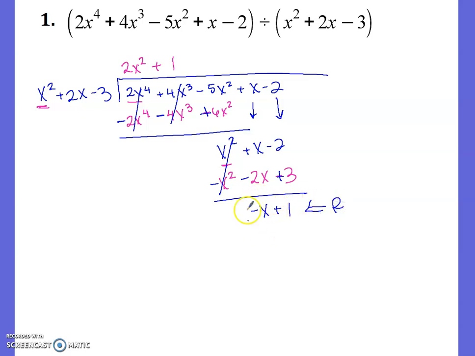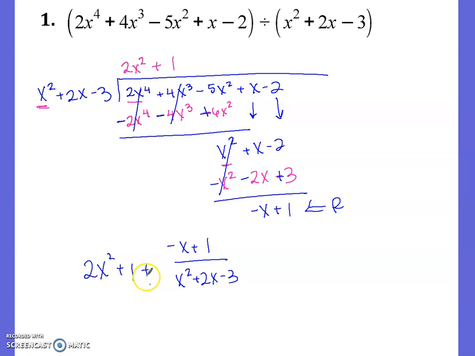You know you've gotten to the remainder when the degree on the inside is smaller than the degree on the outside. So our final answer is going to be 2x squared plus 1 plus our remainder, negative x plus 1, over our divisor, which is what we divided by.